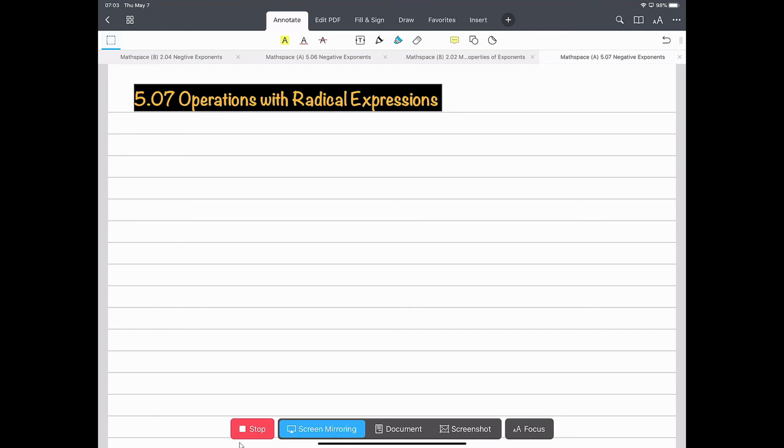Today's lesson is on operations with radical expressions. We're going to learn how to add, subtract, multiply, and divide with radical expressions. We'll start with a quick recap, though, of some facts that we know.